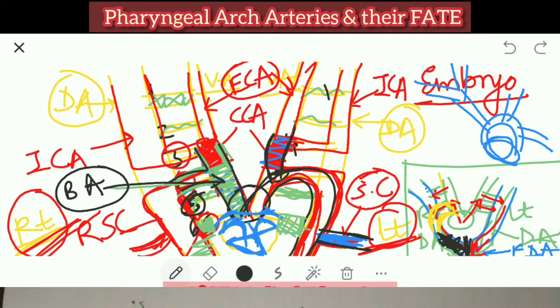So the first arch regresses, second arch regresses, third arch forms the internal carotid artery, fourth arch on the left side forms the arch of aorta, on the right side it forms the brachiocephalic artery, and then the initial part, and then it forms the right subclavian artery. This one, are you able to see it? Okay. And then the fifth arch regressed. Yes, this fifth arch is regressing on both the sides.